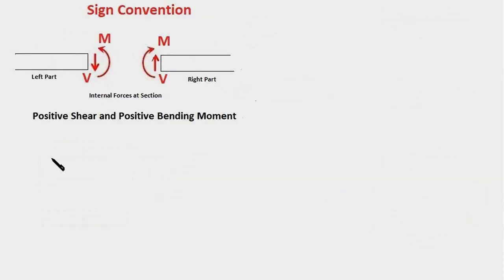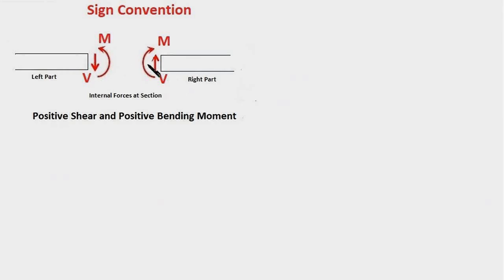Another important aspect is the sign convention of the shear forces and bending moments. When you cut a beam into two parts, you get the left part and the right part. The cut section of the left part will show shear force and a bending moment, and so is the case with the cut section of the right part. On the left part, the shear force is considered to be positive if it is pointing downwards, as you see here, and a counterclockwise moment is considered positive.